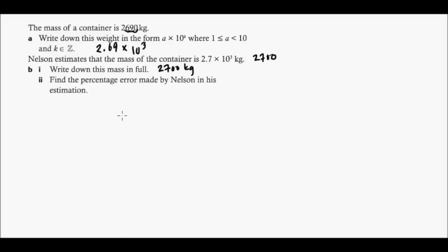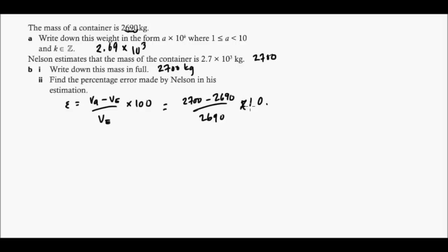Now, find the percentage error here. Okay, so the percentage error formula is the approximate minus the exact, over the exact, times 100, and it's always positive. So in this case we're going to do the approximate, which was 2,700, minus 2,690, over 2,690, and I'm not going to go through all this. I'll save you the time, and then you times it by 100.